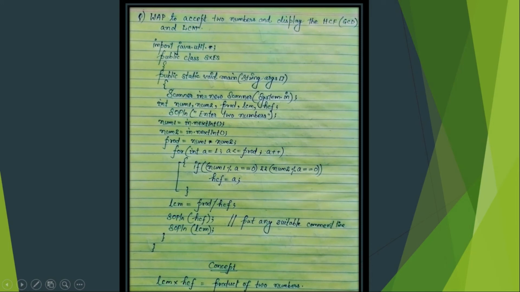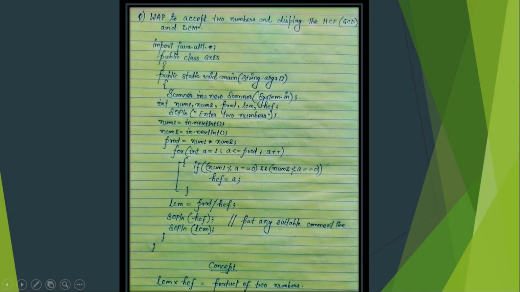If you know, the formula itself is LCM into HCF is equal to the product of two numbers. Let's suppose the user gives two numbers, then the product of those two numbers will be equivalent to the product of LCM and HCF. It is a mathematical formula. Now based on this mathematical formula, we will proceed.